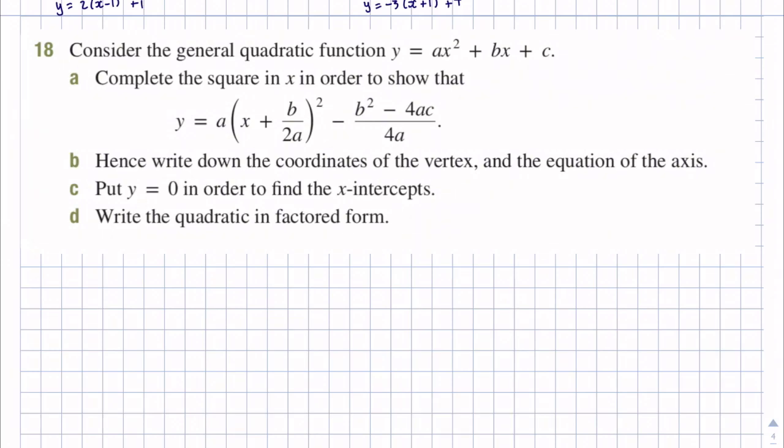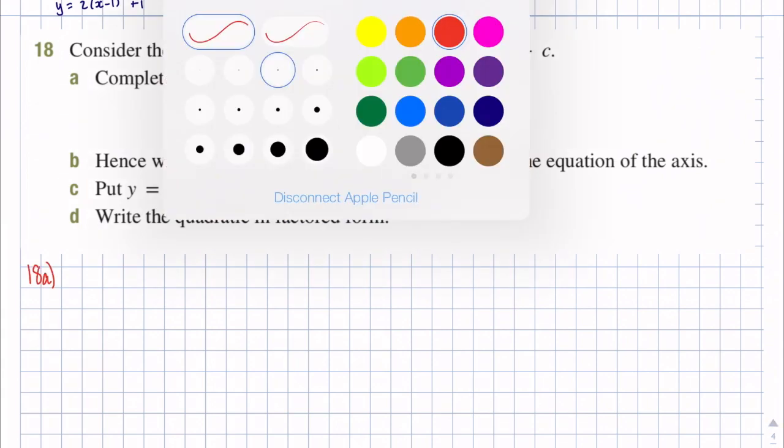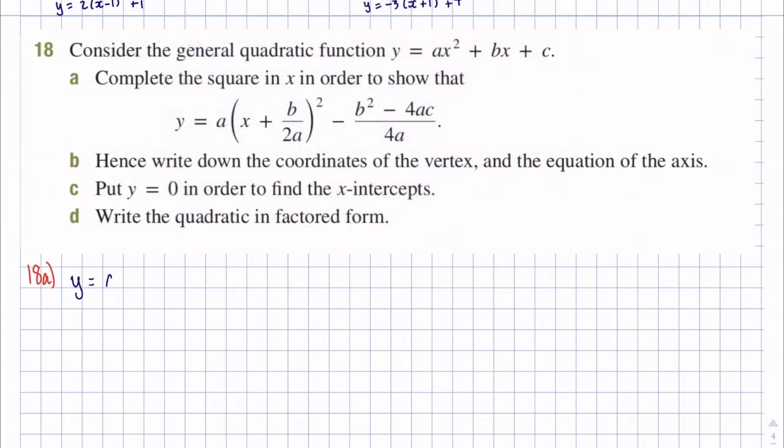Okay, we now have question 18. Question 18 literally talks us through the derivation of the quadratic formula. We'll start off with 18a. We have y equals ax squared plus bx plus c.